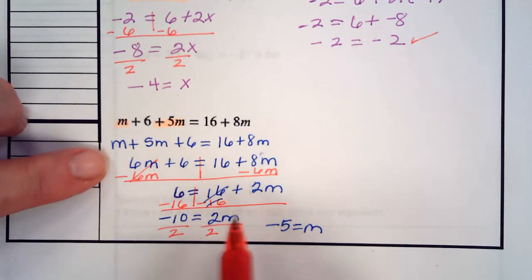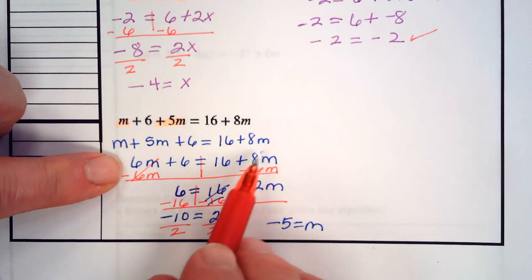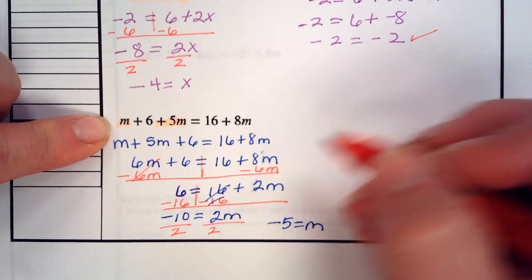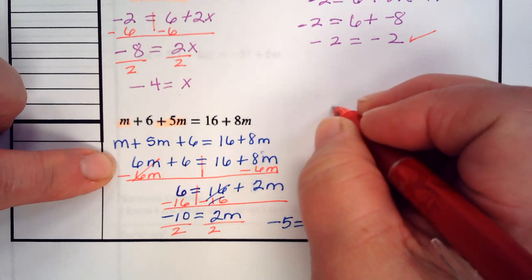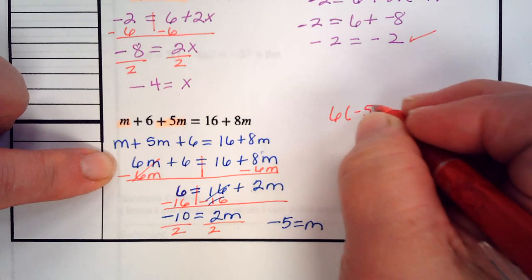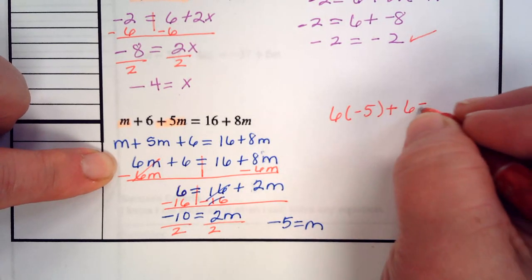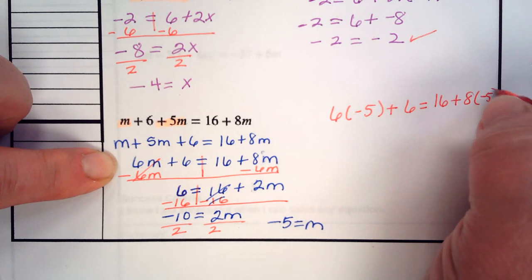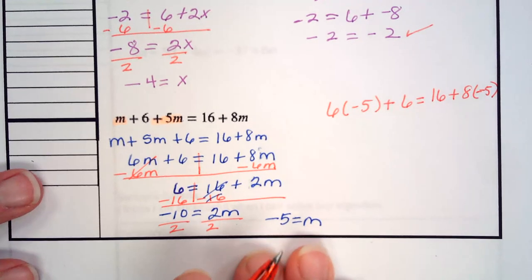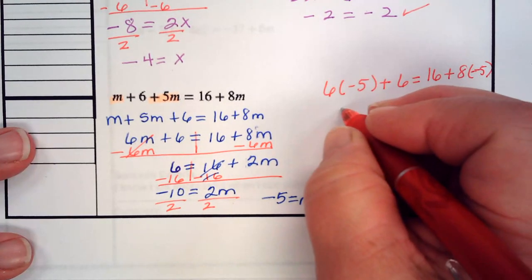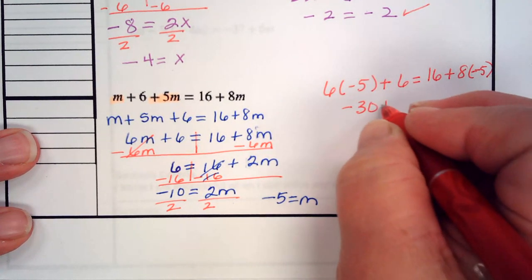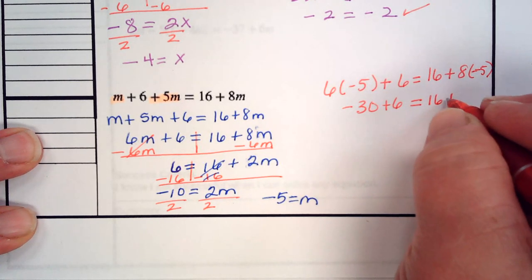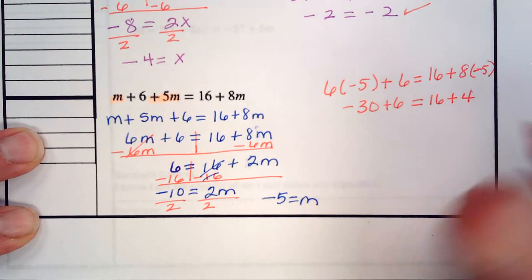So we're going to substitute in. We're going to use this equation here that's already been simplified. We could use the first one, it wouldn't matter. But we'll try this one. So 6 times negative 5 plus 6 is equal to 16 plus 8 times negative 5. Simple substitution to check your answer. Negative 30 plus 6. Is that equal to 16 plus negative 40?